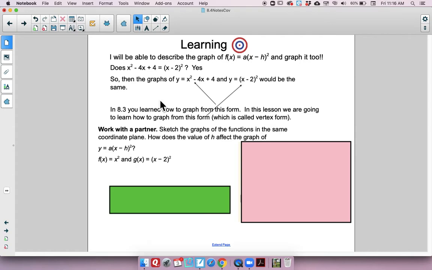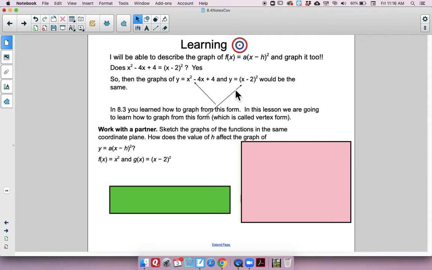Okay. So in 8.3, we learned how to graph from this form, right? We just did that. Figure out what the vertex is using negative b over 2a. That gives us the axis of symmetry as well. And then plot some points and reflect them across the axis of symmetry. Okay. Well, in this lesson, we're going to learn how to graph this form, which again is what we call vertex form.